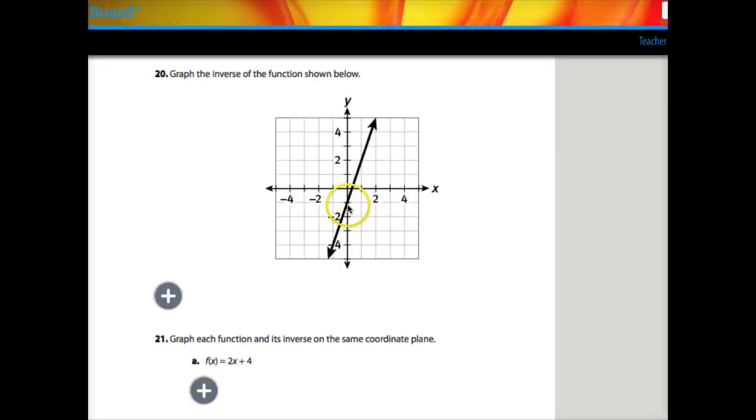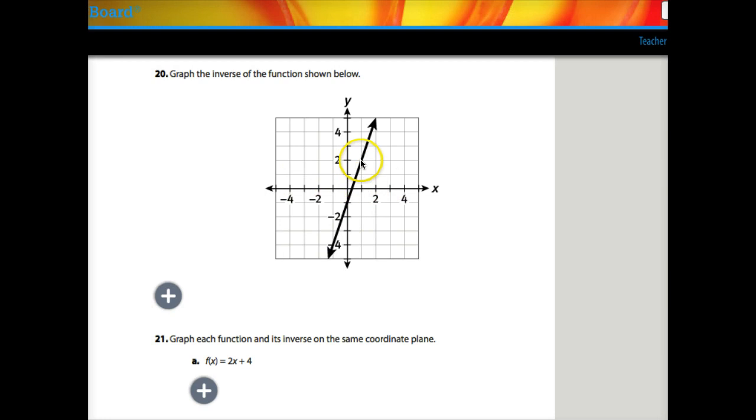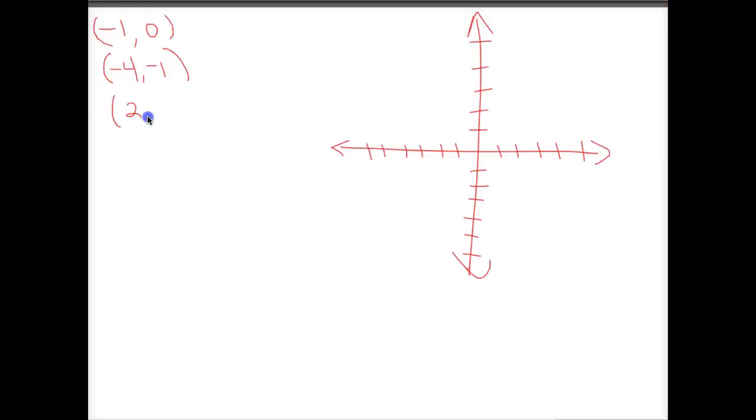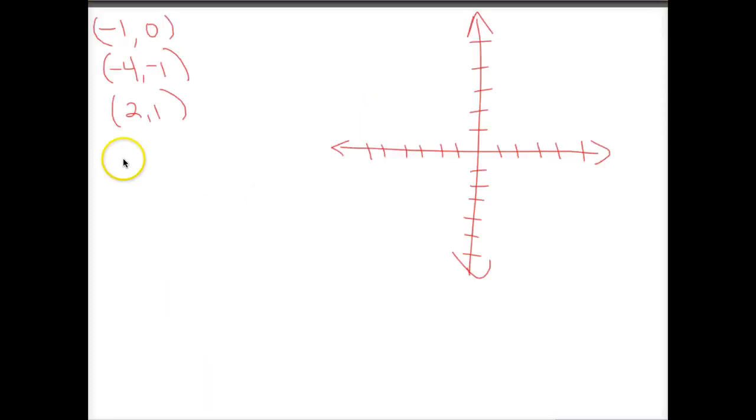So -1, 0, because this was 0, -1. The next exact point I see is right here. That is -1, -4. So that means switch the input and the output. Instead of -1, -4, it's -4, -1. Go back to the graph, find another exact point. Oh, here's one right here, 1, 2. So if 1, 2 was exact on my original, 2, 1 is on my inverse. This one up here probably is 2, 5, so I would say maybe 5, 2 is also on there. We can make sure that they fit the pattern.